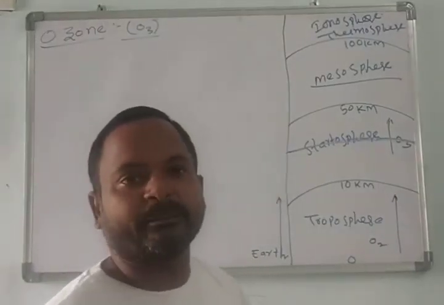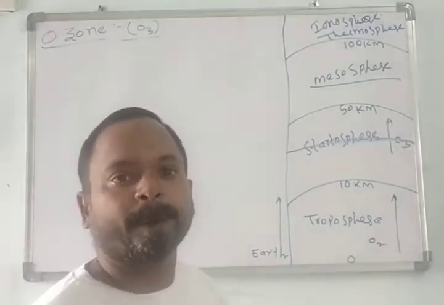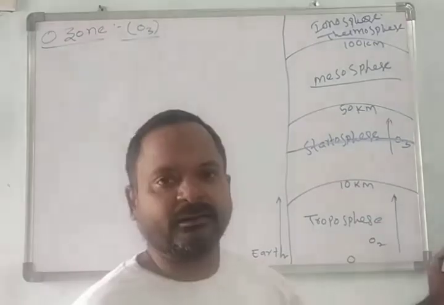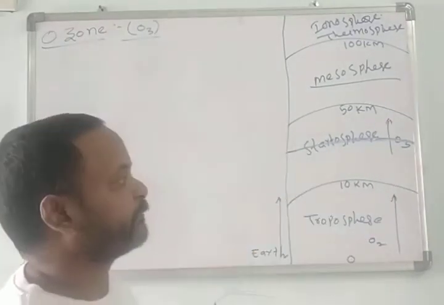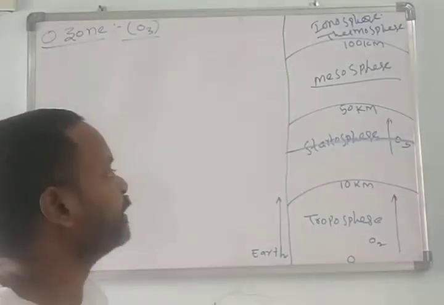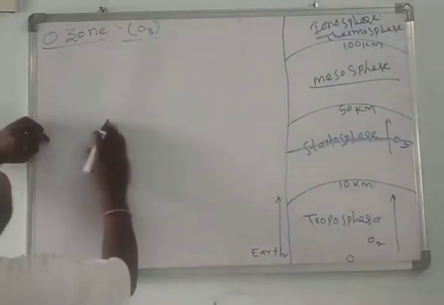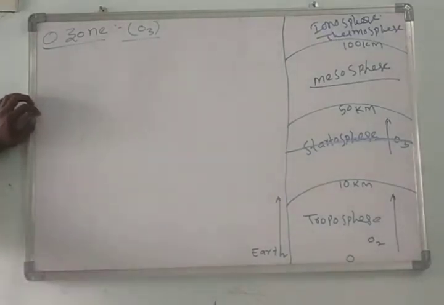Already we know about the importance of ozone. The ozone layer protects the earth from the excessive concentration of UV radiation which comes from the sunlight. Here we then discuss ozone. The formula of ozone is O3.